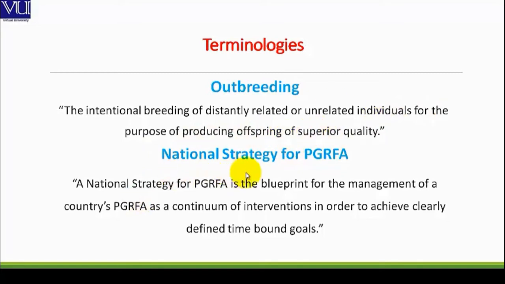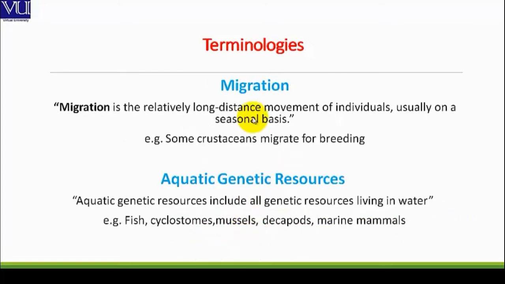National strategy for plant genetic resources for food and agriculture. It is a national strategy for plant genetic resources for food and agriculture, and is the blueprint for the management of countries' plant genetic resources for food and agriculture as a continuum of interventions in order to achieve clearly defined time-bound goals. The next is migration. Migration is a relatively long distance movement of individuals, usually on a seasonal basis. For example, some crustaceans migrate for the purpose of breeding.